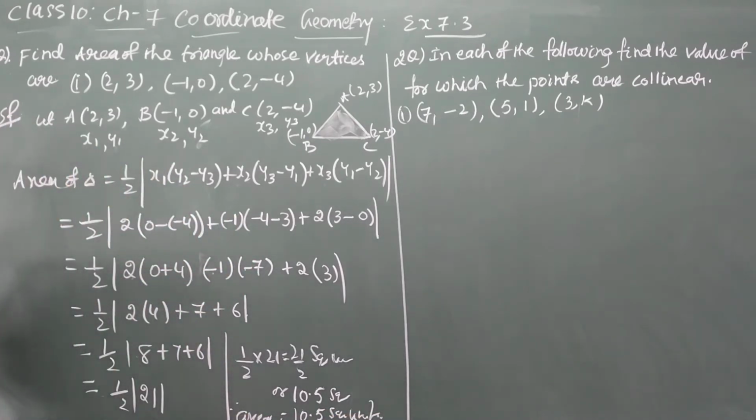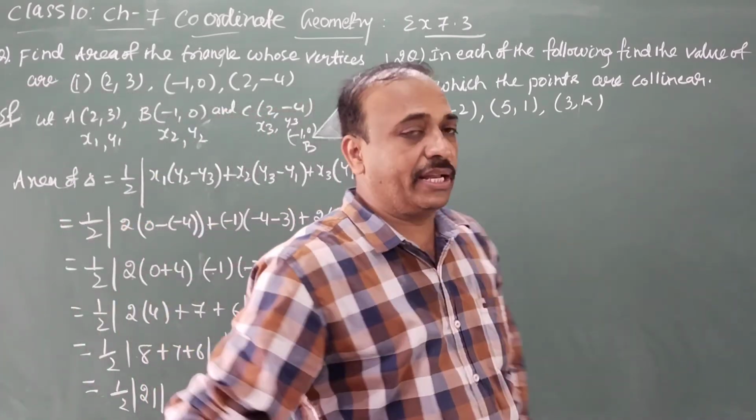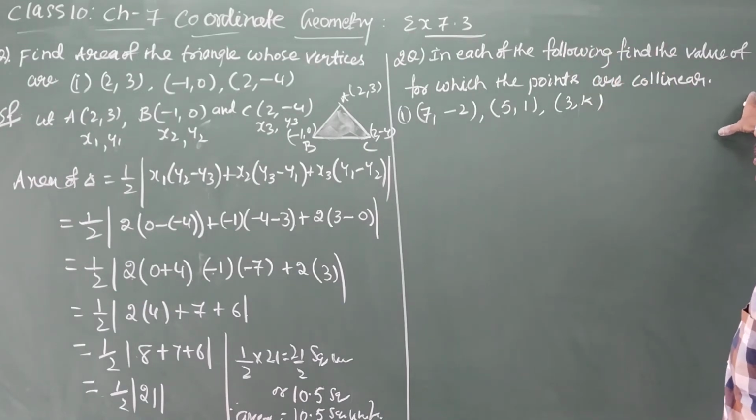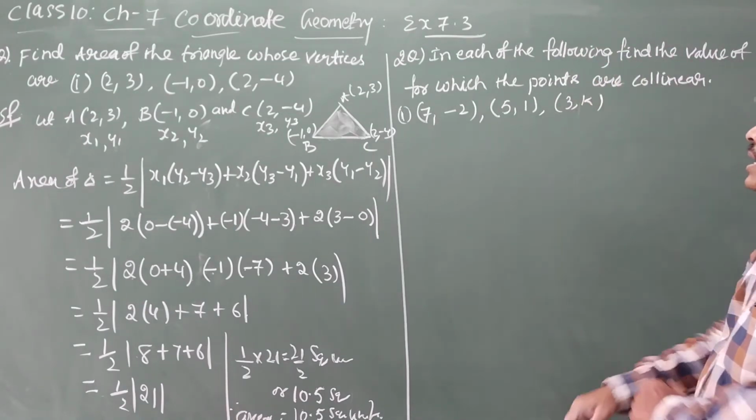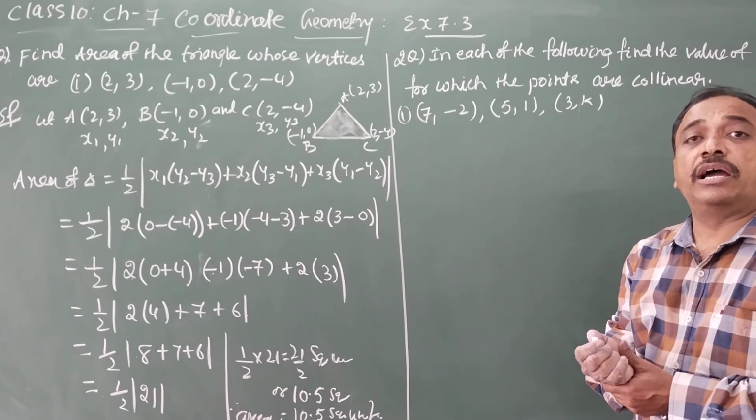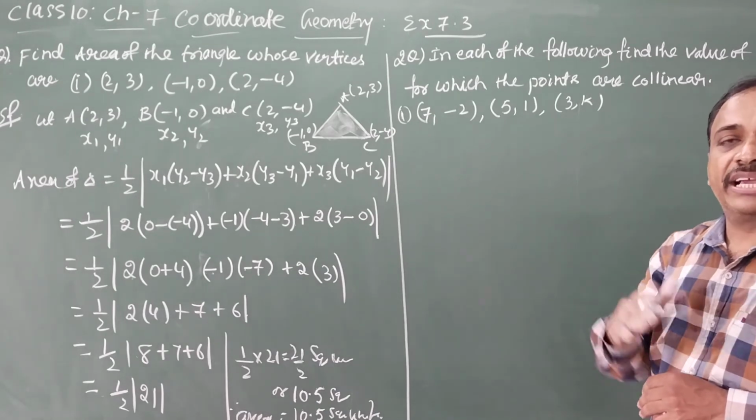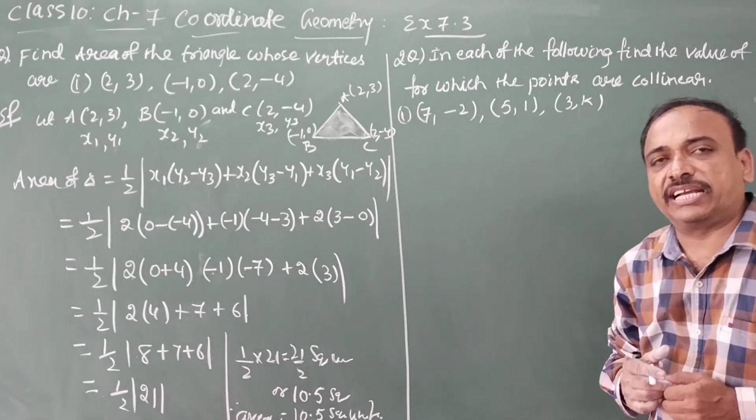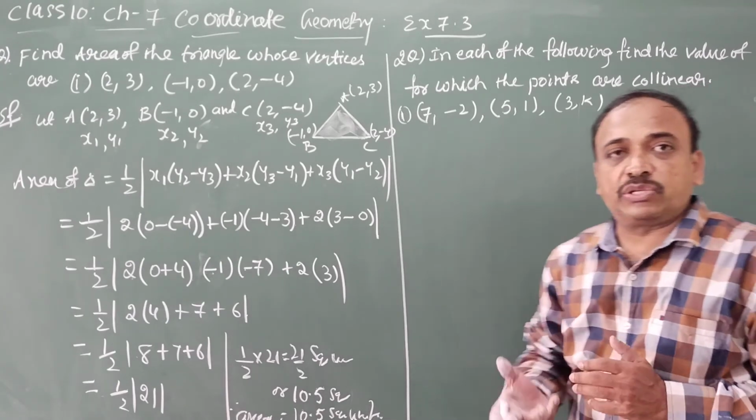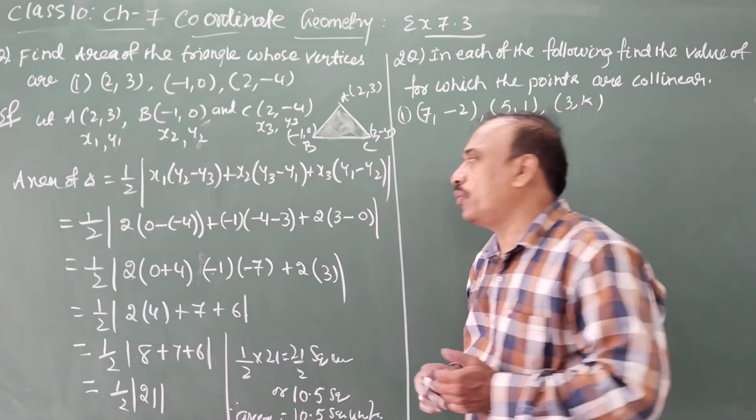So like this, area is measured in square units. Now let us see question number 2. In each of the following, find the value of k for which the points are collinear. So what does collinear mean? They are all standing on a straight line, forming a straight line. When they form a straight line, what can you say about a triangle? Yes, there is no triangle. When there is no triangle, what can you say about its area? The area is equal to 0.